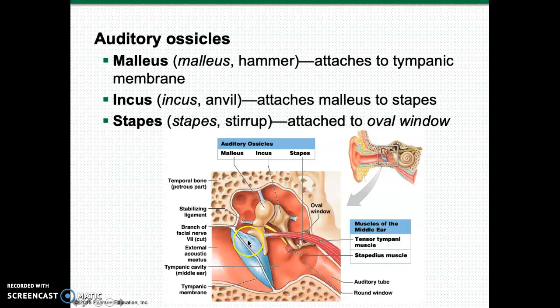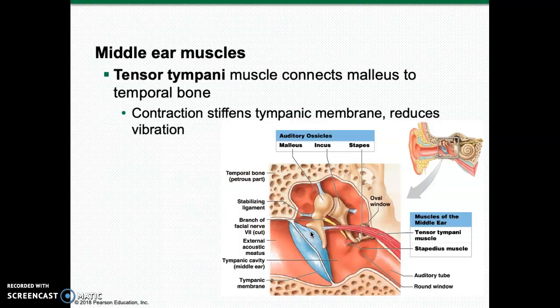So the eardrum attaches to the malleus, articulates with the incus, articulates with the stapes, and the stapes is attached to the oval window, which is a membrane. In the middle ear, remember this is called the tympanic cavity, it's air-filled.